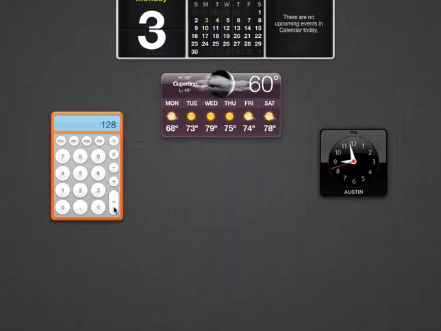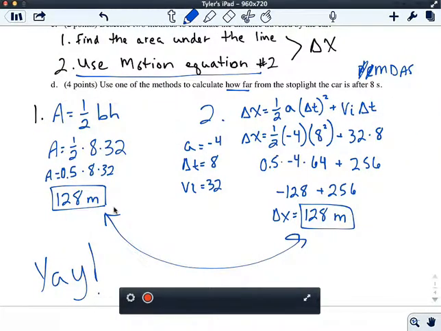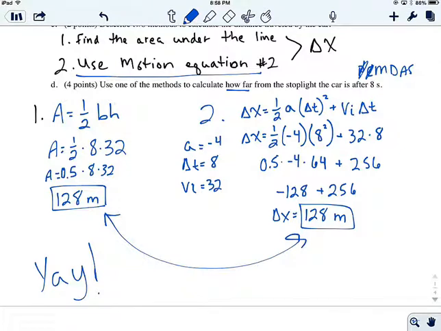So look at that, guys. We used 2 different ways to do it, and we got the exact same answer. Yay! Oh man, that's lame. Sorry, I didn't realize you guys were on the calculator still. All right, so good. I've got delta x is 128, and I got delta x is 128, and you guys didn't see me write my really cool yay, so I'll highlight it. Yay! All right, there we go.